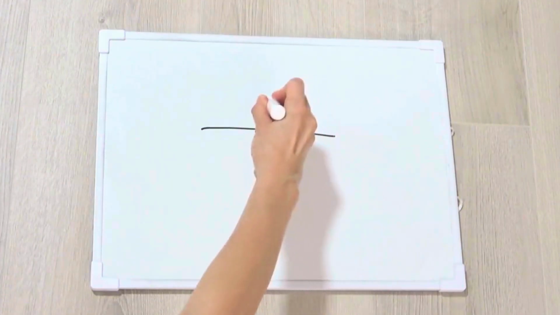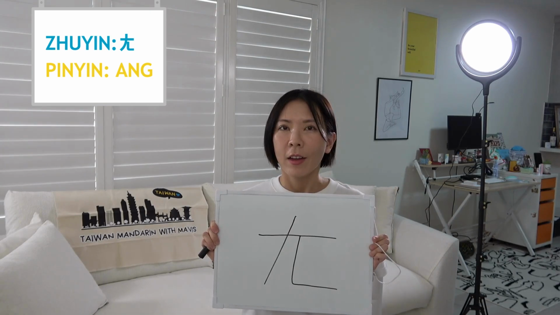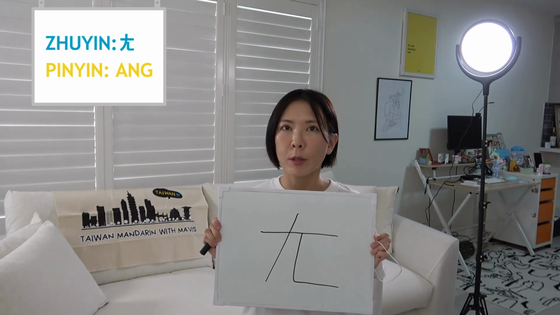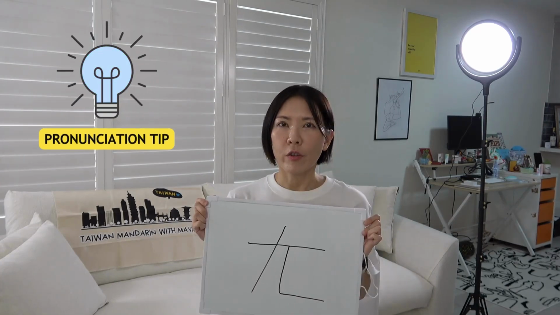Here we've got ㄤ. Repeat after me. The equivalent would be how you pronounce the symbol ANG in Pinyin, which is also ㄤ. The correct pronunciation of this one is exactly its Pinyin symbol ANG.